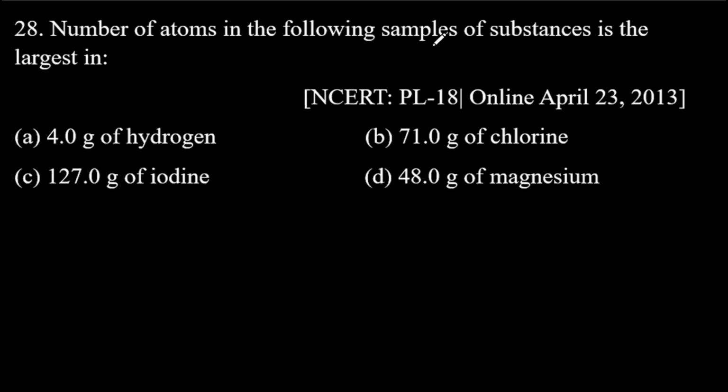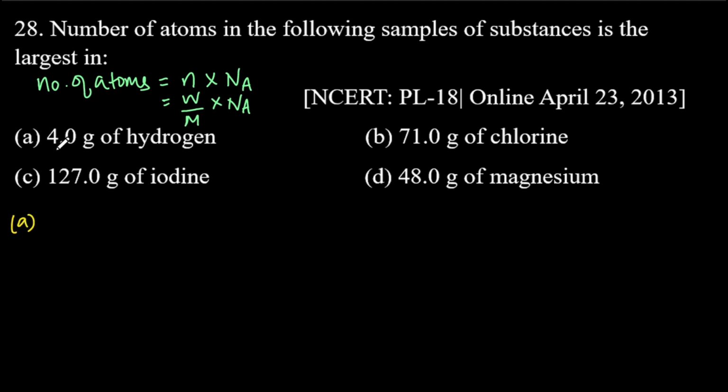Number of atoms in the following samples of substance is the largest in. We know the formula of number of atoms. Number of atoms is equal to number of moles into Avogadro number. So here mass is given and the compound is also given. Number of moles is given mass by the molar mass into Avogadro number. So let us start from the first option.